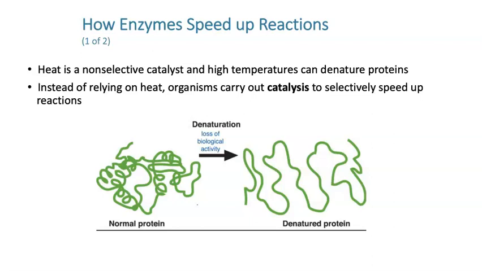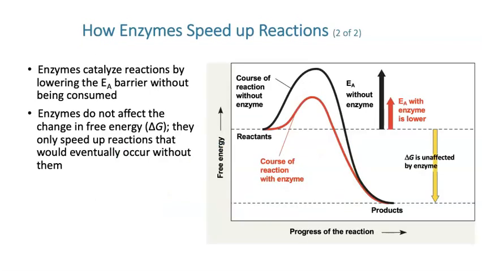If you have a fever, your proteins become denatured, and that means they can't do their job. So we don't want to rely on heat. It's not specific, and it can really mess things up. No, we're going to rely on enzymes. So enzymes are going to be the catalyst instead of heat in a living organism. Let's take a look at how that happens.